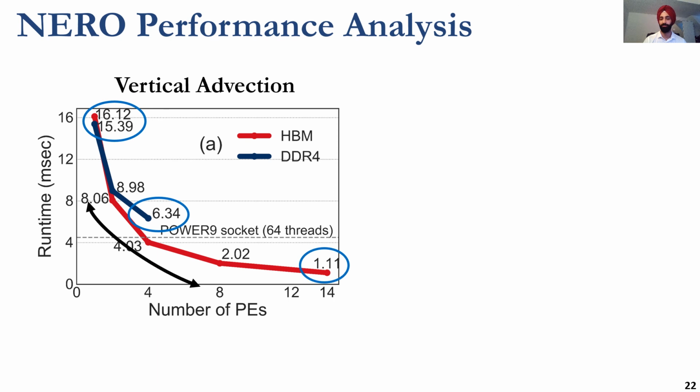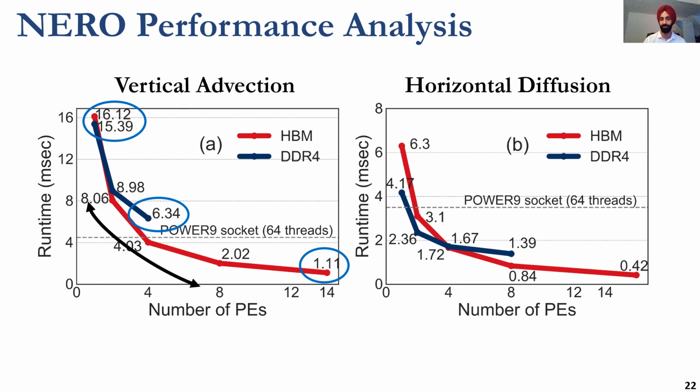Fourth, our full-blown FPGA HBM based vertical advection implementation takes 1.1 milliseconds to execute, which is 120.7 gigaflops per second. For horizontal diffusion implementation, we achieve 0.42 milliseconds, which is 485 gigaflops. We also report half precision results in the paper.